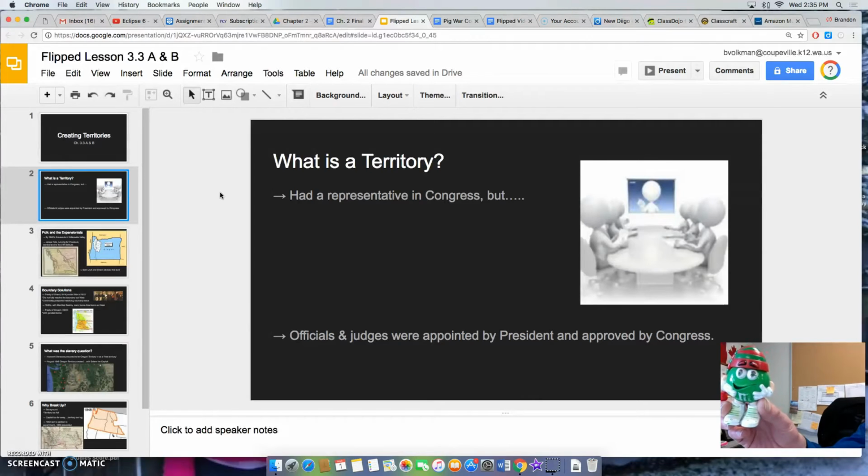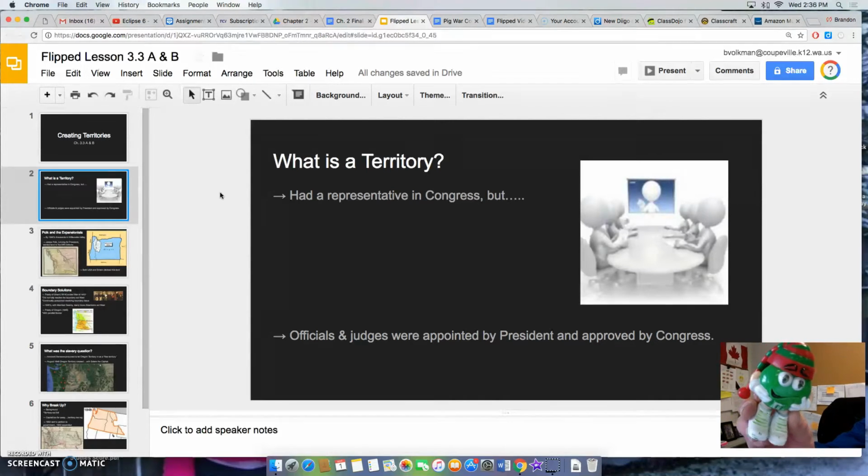Thanks, Mr. Volkman. Well, ladies and gentlemen, a territory had a representative in Congress, but that representative could not vote on any laws or anything else in Congress. All they could do is try to persuade the senators or representatives to vote one way or another. So being a territory had its disadvantages because you really couldn't have any say in the laws that affected you as a territory.